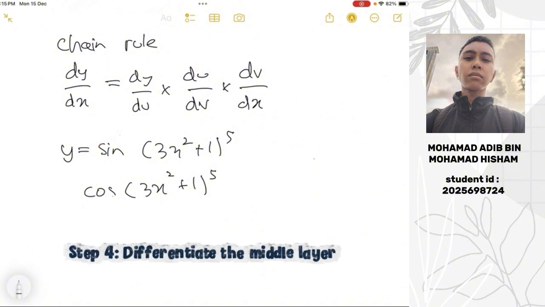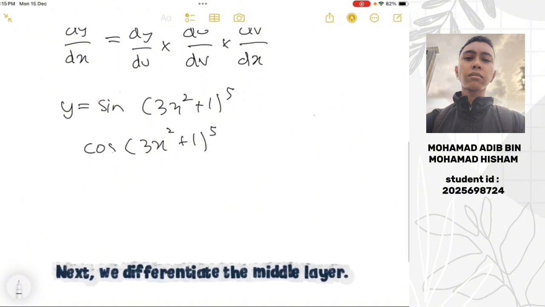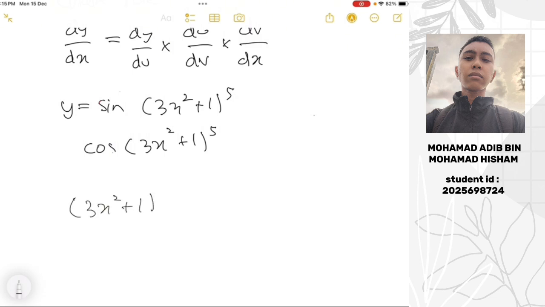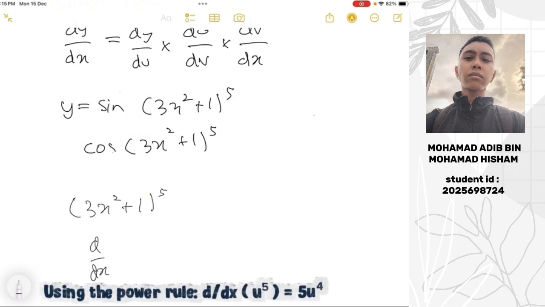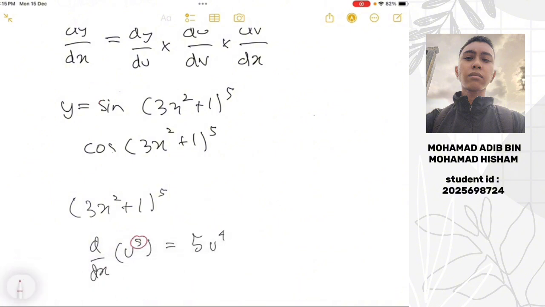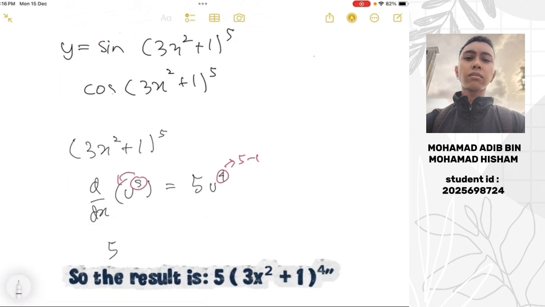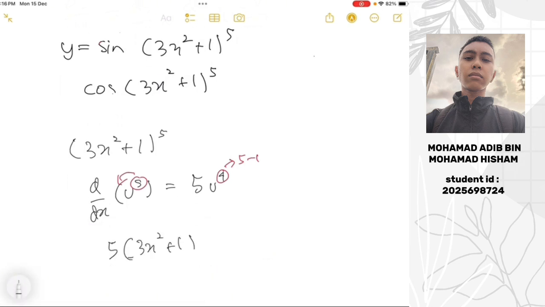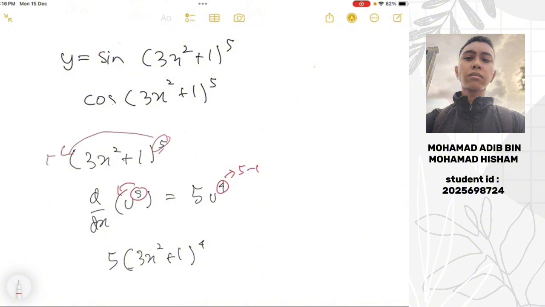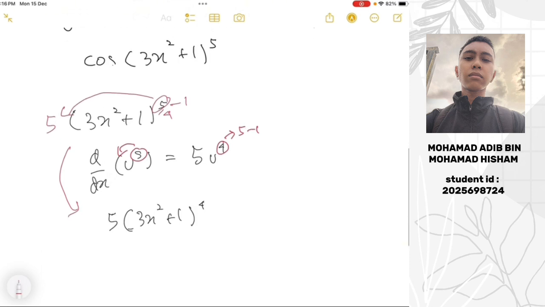Step 4, differentiate the middle layer. Next we differentiate the middle layer, (3x^2 + 1)^5, using the power rule. The 5 comes down to the front, and the new power is 5 minus 1, so we get 4. So the result is 5(3x^2 + 1)^4. That's for step 4.